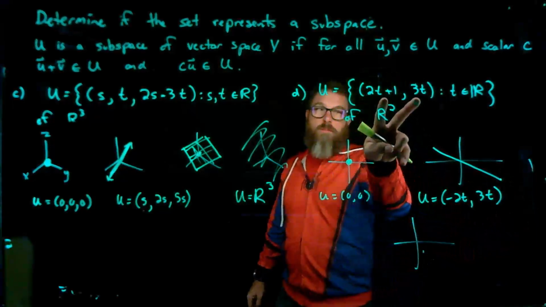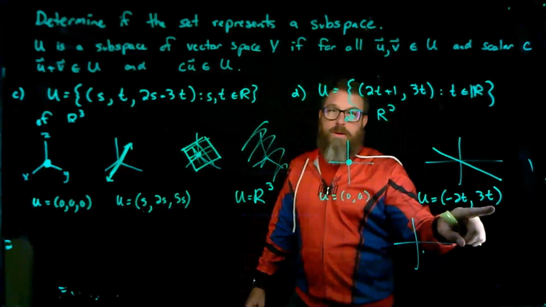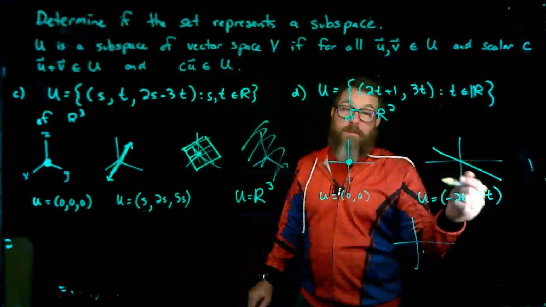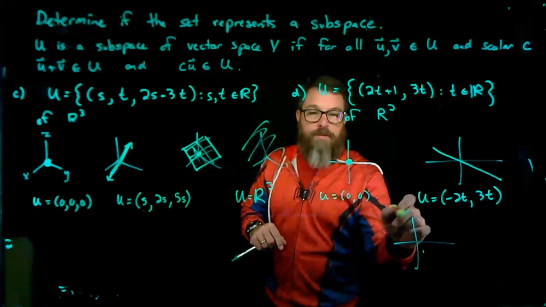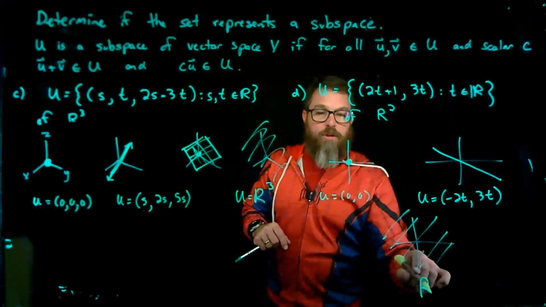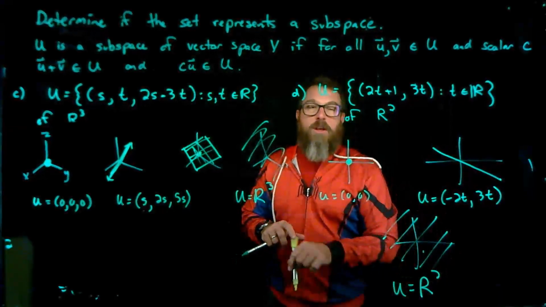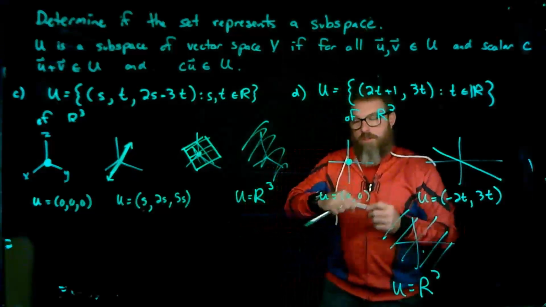Notice that the reason why this one broke is because of this 1. This doesn't have that 1 now, so this will definitely be a line through the origin. So it'll be a subspace, you can check it. Or you could have the entire space. So you could also have R2, so if U is itself. So those are the kind of types of subspaces you'll see in R2.